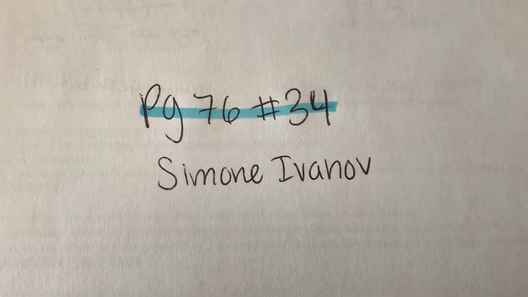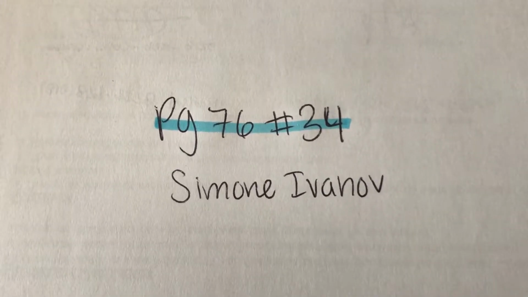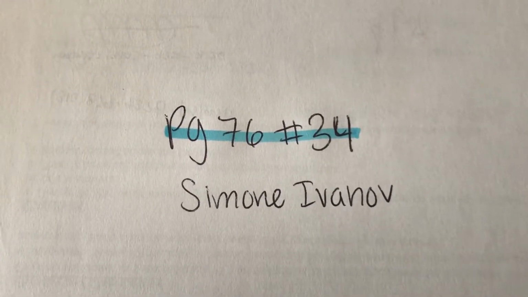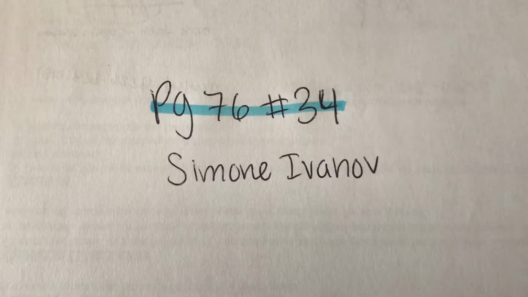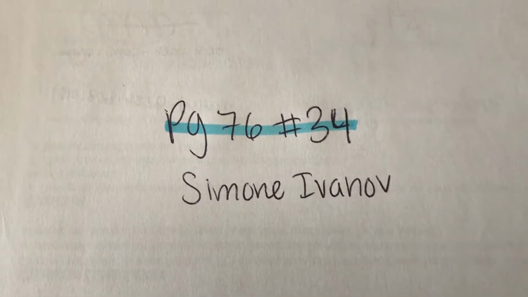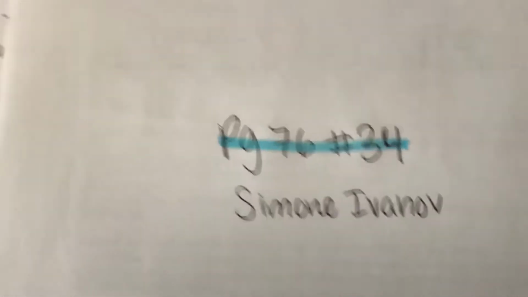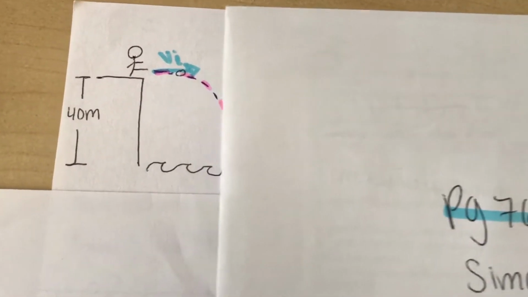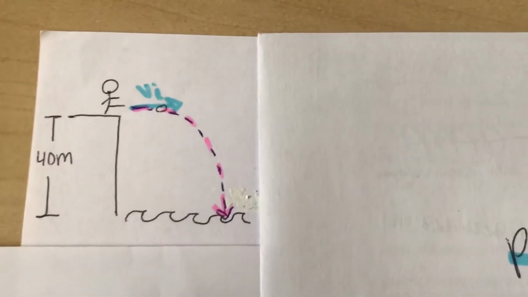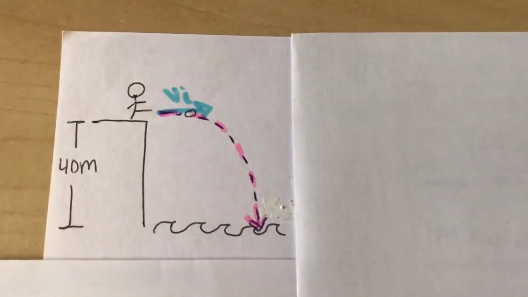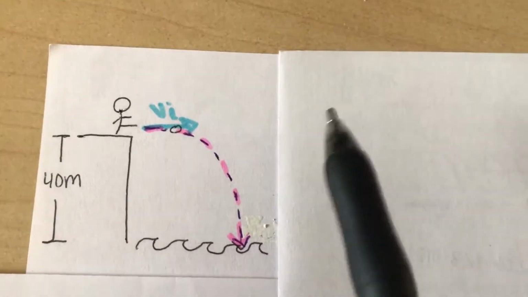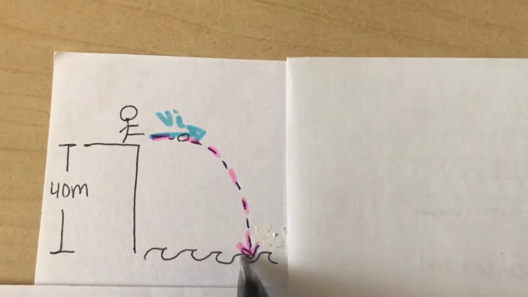So 34 is about the person who kicks the rock off the cliff, and I'm sure you could read the problem, but first we want to draw our diagram. So my diagram looks like this. You have the person kicking the rock off of the cliff into the water.